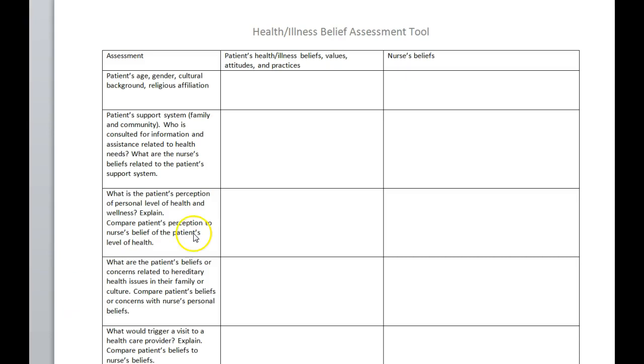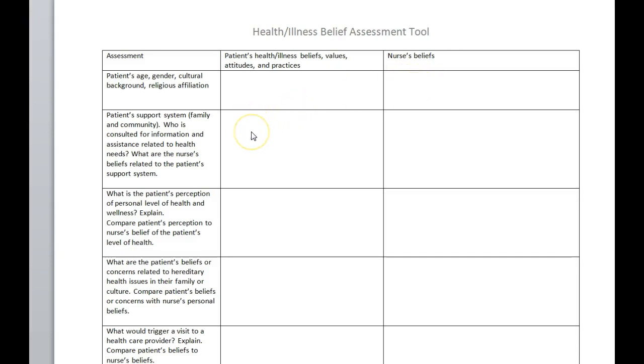Then we need to go back and open up the tool. And here is the tool that you will be downloading and using. So in this column is going to be the person or patient that you interview, and then you're going to compare it to yourself. So you can put your background, religious background, age, gender, that type of information in here.